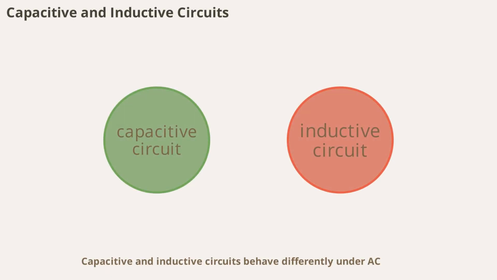Capacitive and inductive circuits behave differently under AC. In capacitive circuits, current leads voltage, while in inductive circuits, current lags voltage. These phase relationships affect how energy is stored and transferred in the circuit. Understanding the differences between capacitive and inductive circuits is crucial for designing filters, oscillators, and other electronic components.